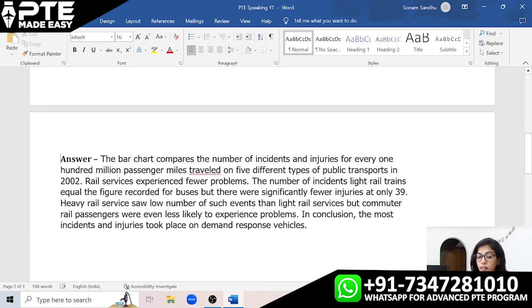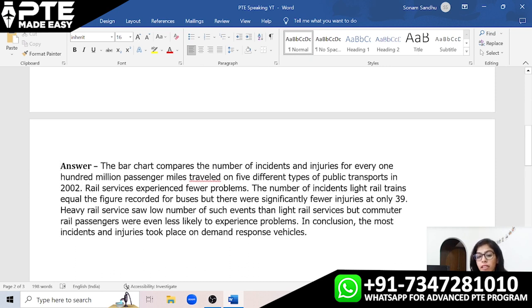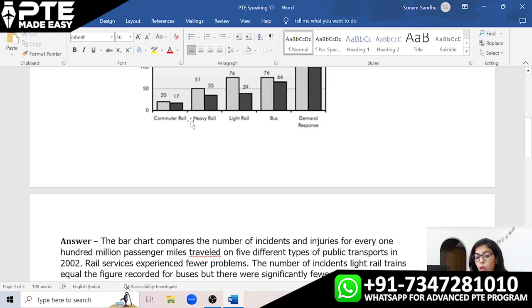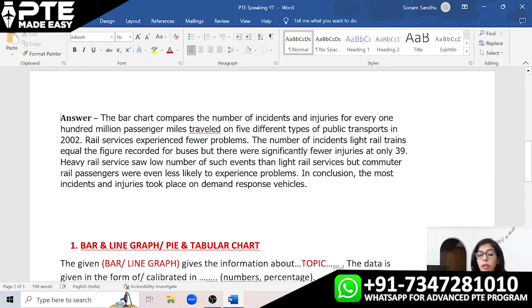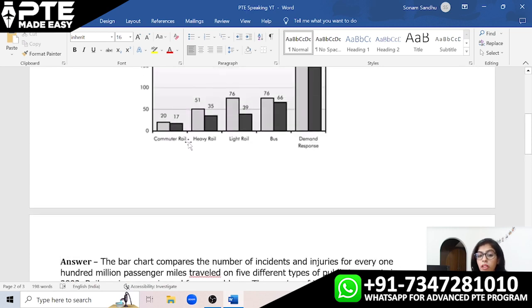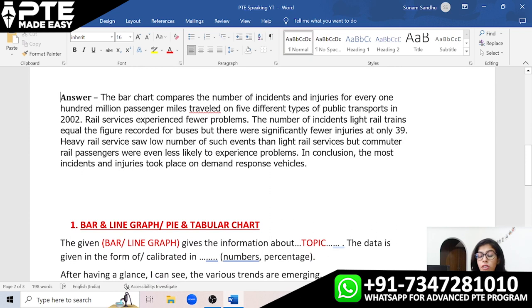Now last is heavy rail. Heavy rail service saw a lower number of such events than light rail services. But commuter rail passengers were even less likely to experience problems. So the chance of experiencing problems was the lowest here.